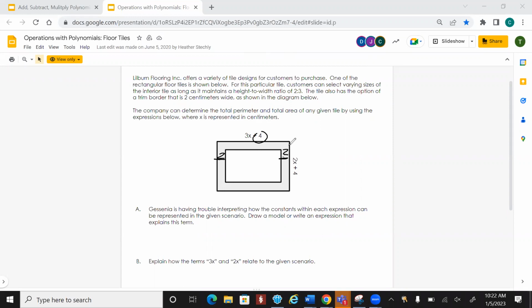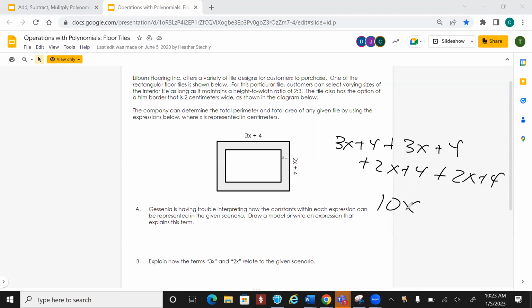Okay, so if I was adding up this perimeter, that would give me 3x plus 4 plus 3x plus 4 plus 2x plus 4 plus 2x plus 4. And when I add all that together, what did I get? 10x plus 16.